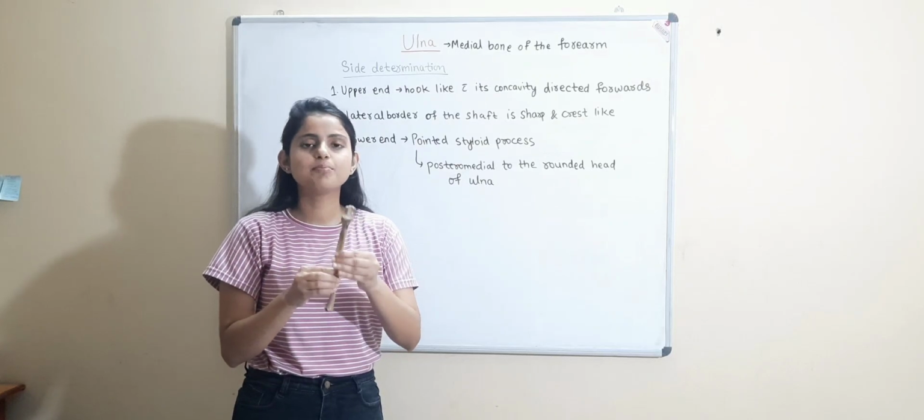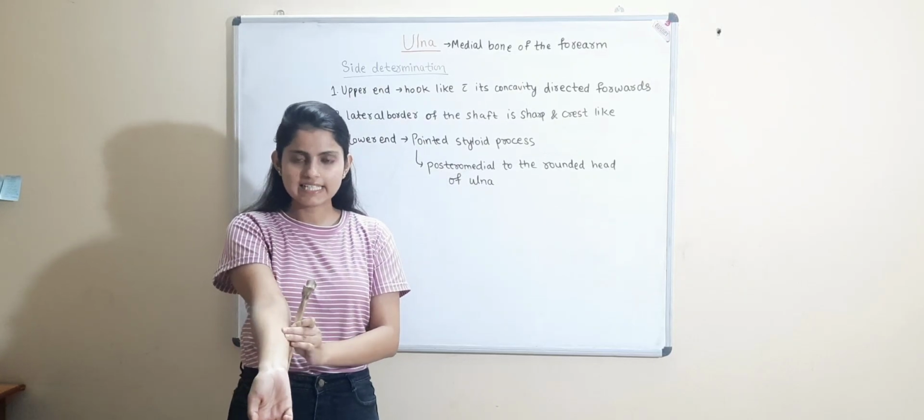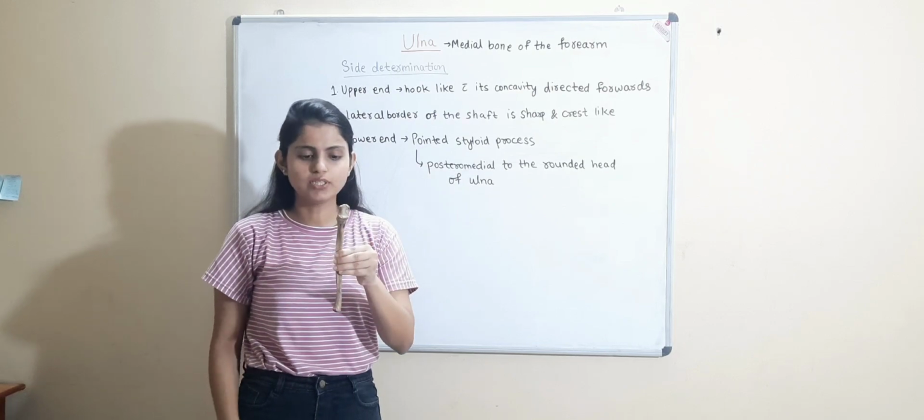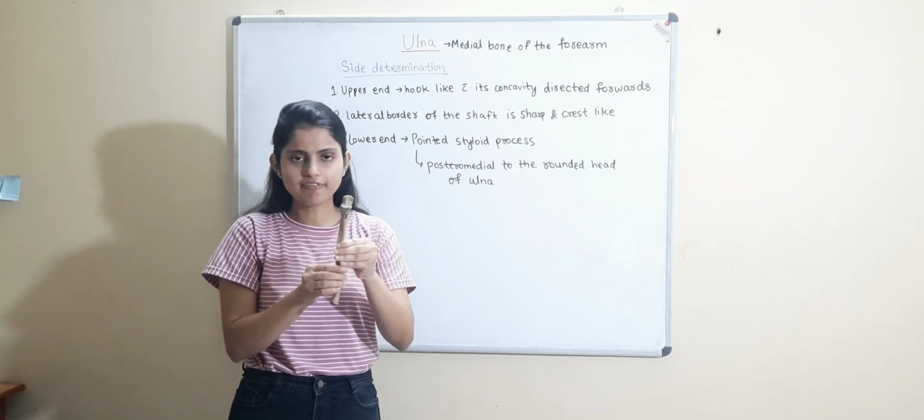This is the ulna. This is the medial bone of the forearm. This is the medial side and this is the lateral side. So this is the medial bone of the forearm. As it is a long bone, it has three parts: upper end, shaft, and lower end.